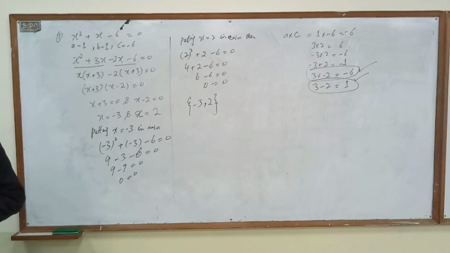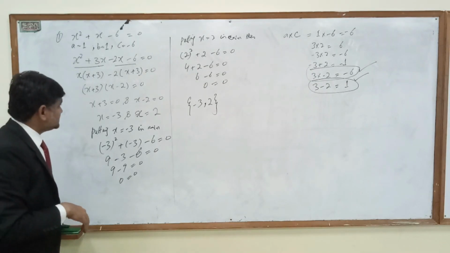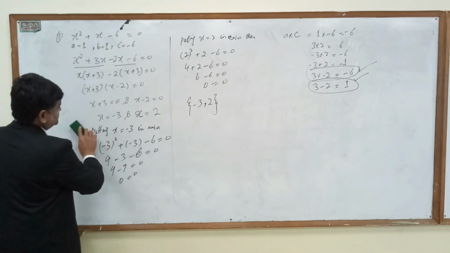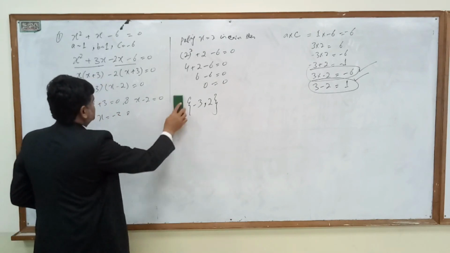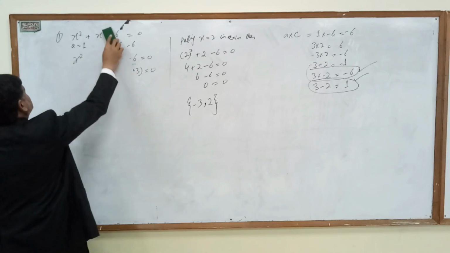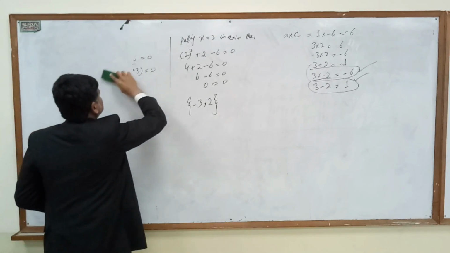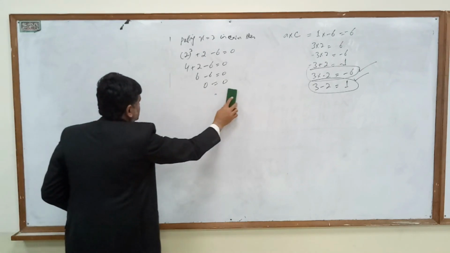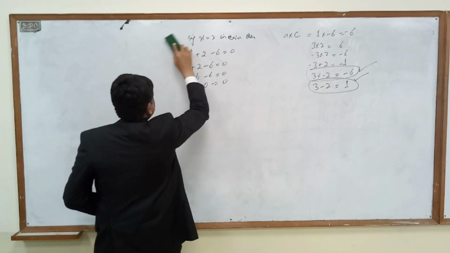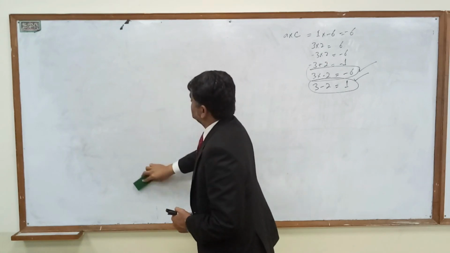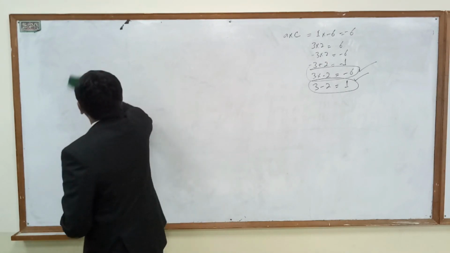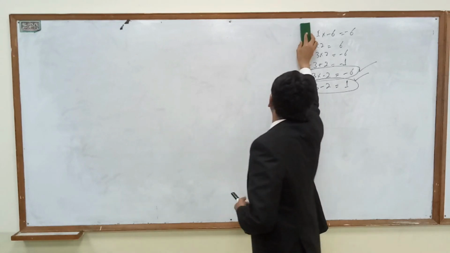We can solve question number 13. So what is question number 13? x square minus 2x plus 15 is equal to 0, and we have to apply the factorization method.